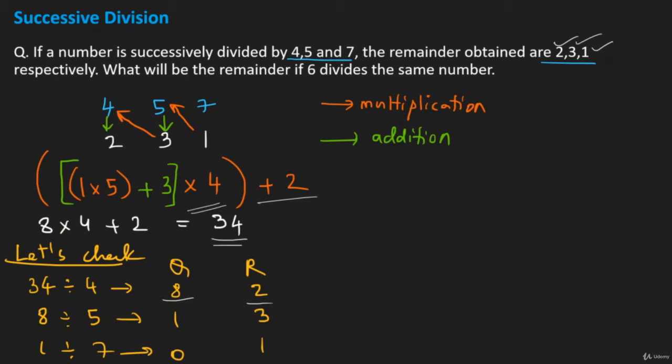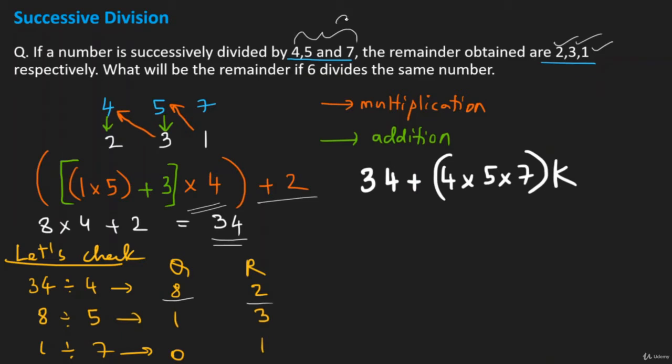No. There are infinite number of numbers that will satisfy the given condition, and the numbers will be in the arithmetic progression of 34 plus 4 into 5 into 7 k. And remember, these 4 and 5 and 7 are the divisors, right? So you just need to multiply the divisors and you will get the common difference of this arithmetic progression. So what would be the next number?